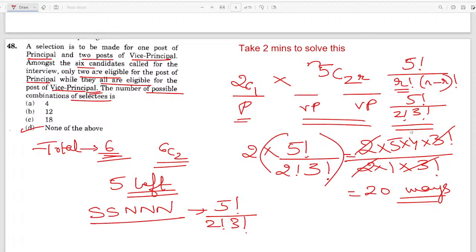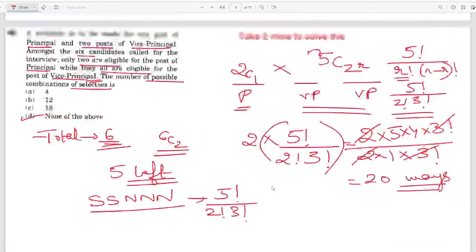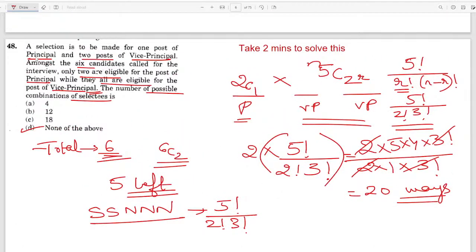See, whenever you are trying to solve here, you have to first consider the most restricted one. The post of the principal is the most restricted one. Vice principal, all the 6 people can become vice principals for 2 posts. For the principal, only two categories of people are allowed. That's why we will consider the principal first and then vice principal. This is the rule: you have to start with the most restricted one and then go to the least restricted one.